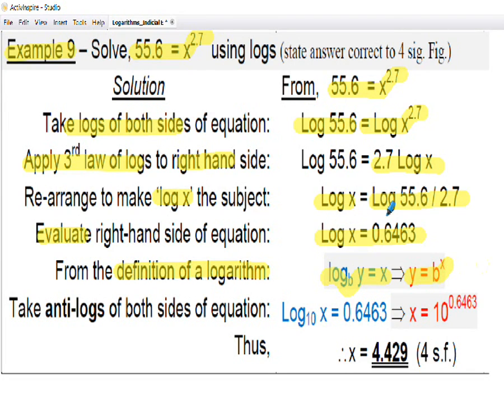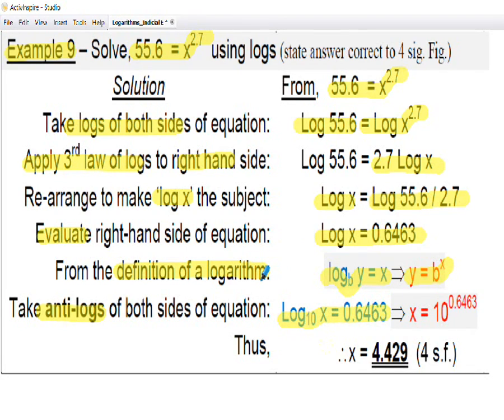That's the exponential form. So if I take anti-logs of both sides, which is often a term used, I'm basically applying the definition of a logarithm. I'm going back from my log domain into the real world, if you like, trying to find the final value of x. So in this particular case, I've got log to the base 10, we're using base 10s here, common logarithms, of x is equal to 0.6463.